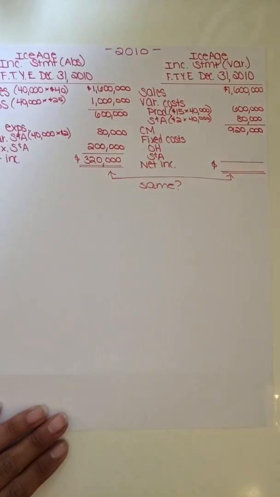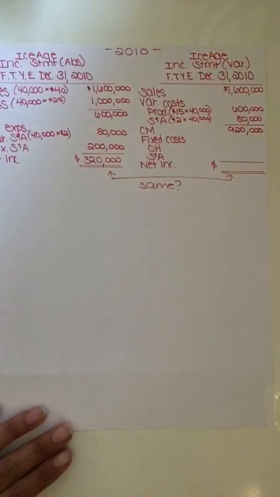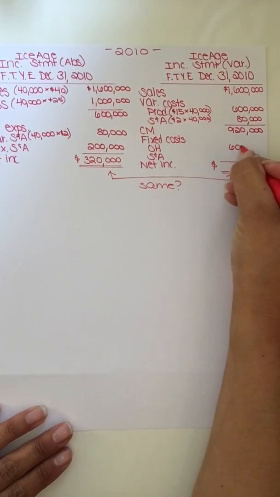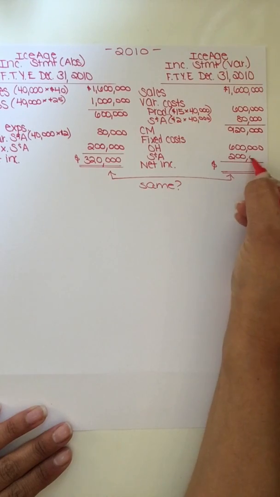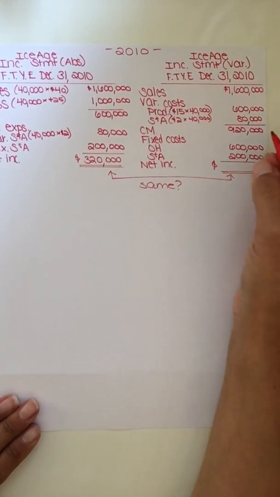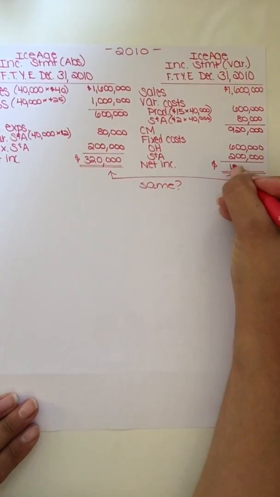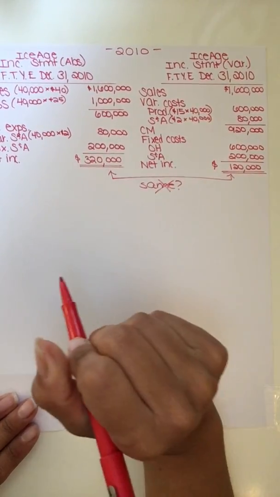Fixed overhead. Your fixed overhead cost is $600. Your fixed S&A, $200. So subtract your $800,000 from your $920 of contribution margin, and you'll get net income of $120,000. So now we see they are not the same. Net income is not the same.